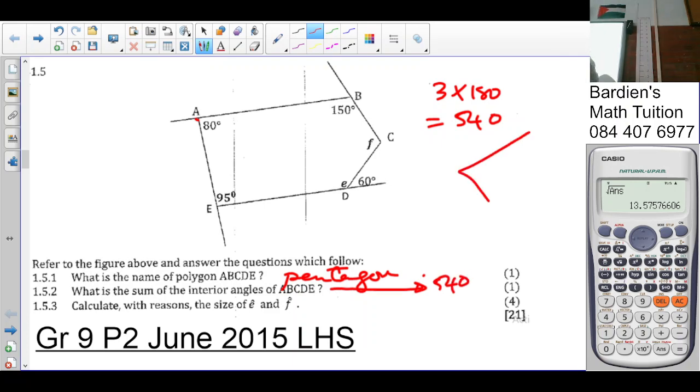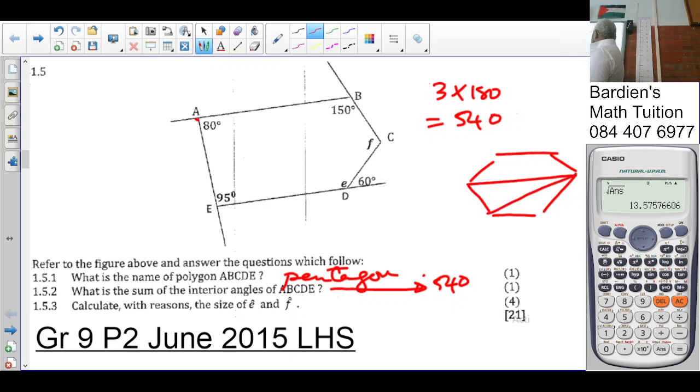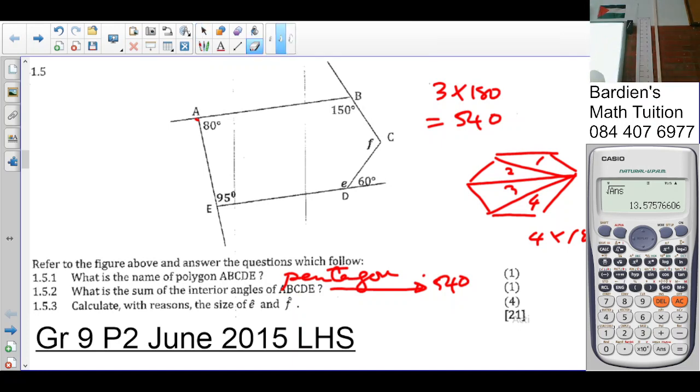Now what if we add another side? 1, 2, 3, 4, it's still 5. What if we add 1 more side? 1, 2, 3, 4, 5, 6. You've got 6 sides. So it's a hexagon. So how many triangles do you get out of here? 4. Then 1, 2, 3, 4, and I say 4 times 180. You understand? And so on. Okay.